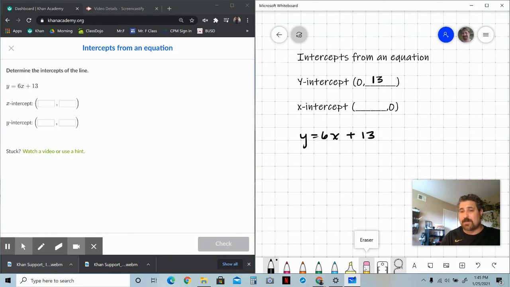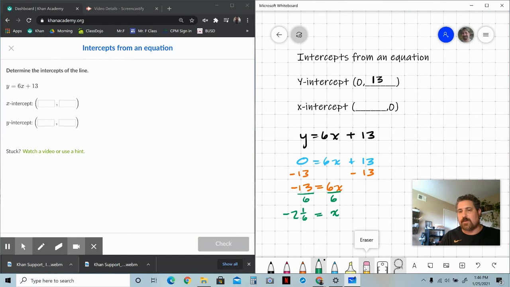The x-intercept, you've got to plug in a 0 for y and solve. So if you have 0 equals 6x plus 13, what is the value of x? So now we want to get the x's by themselves, so take away 13 from both sides. You get negative 13 is equal to 6x. You want to undo times by 6, so divide by 6 on both sides, and you're going to get the value of your x-intercept. Now, negative 13 over 6 is the same as negative 2 and 1/6.